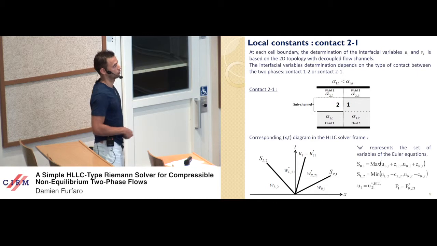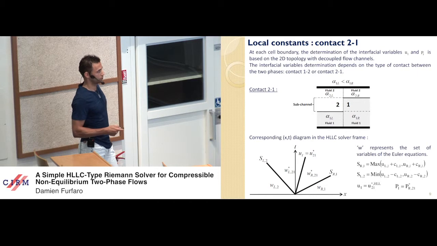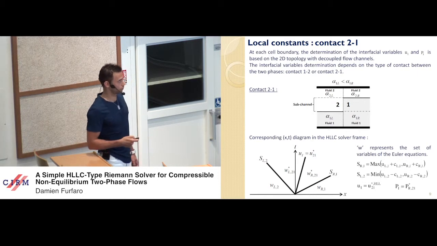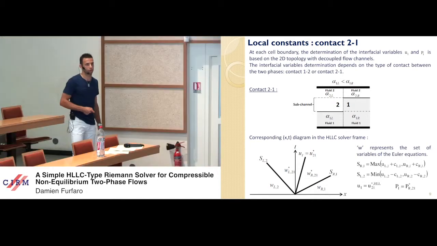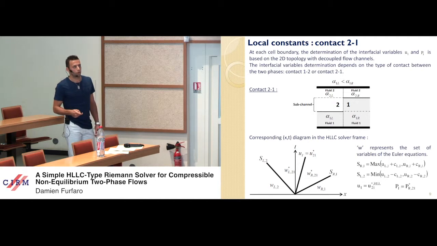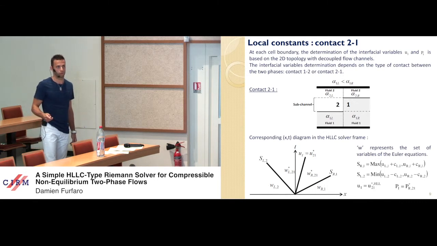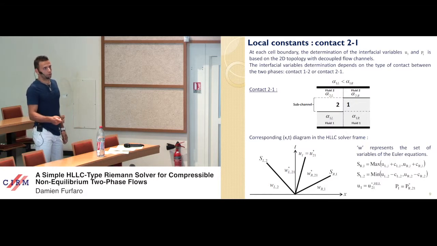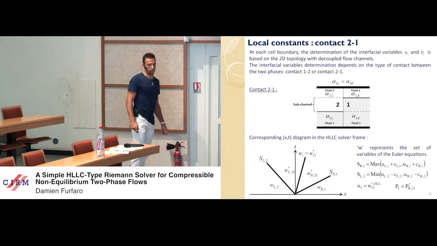Contact 2-1 appears when alpha 1L is smaller than alpha 1R. Here we can see the corresponding XT diagram in the HLLC solver frame. W represents the set of variables of the Euler equations. The left and right facing wave speeds are estimated with the Davis approximation, which is written like this. The interfacial velocity is estimated under the HLL approximation. HLLC is used to calculate the interfacial pressure.